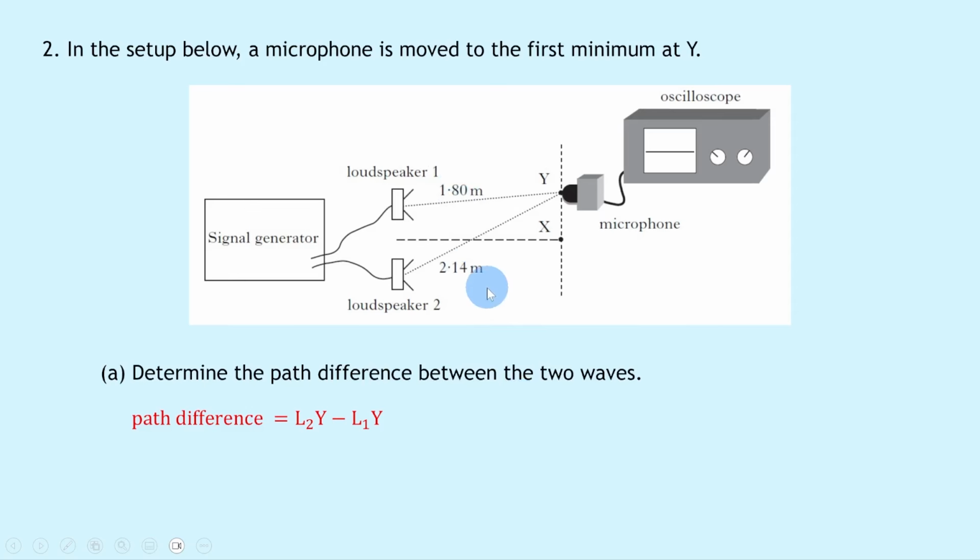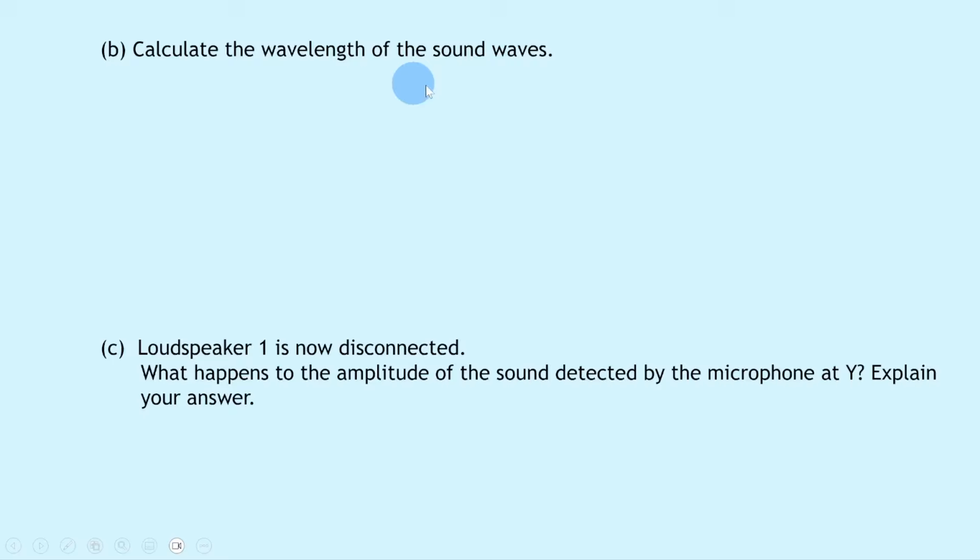Now all we need to do is sub in the values for the two path lengths. So we have 2.14 minus 1.8, and putting that into your calculator or doing it in your head should give you an answer of 0.34 meters. Part B says to calculate the wavelength of the sound waves.